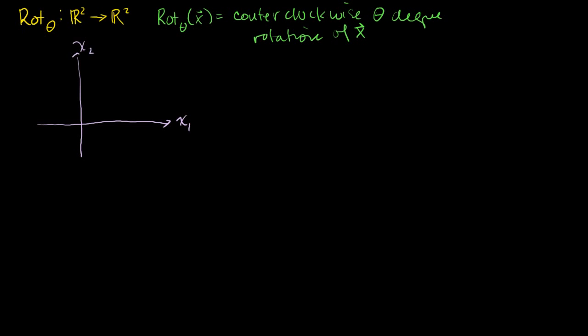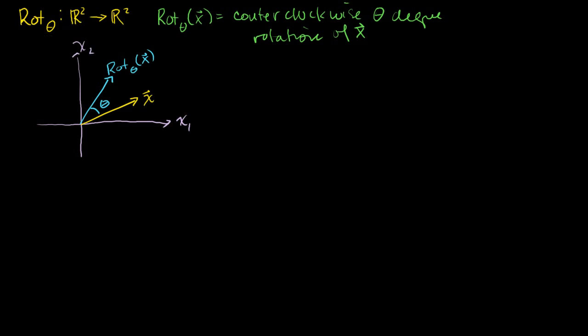And so if I have some vector x like that, we know that a counterclockwise rotation of this will look like this. I'll do the rotations in blue. It will look like this, where this angle right here is theta. So this right here is the rotation for an angle of theta of x. That's what this vector right here is.